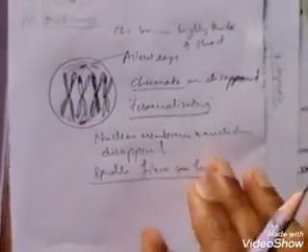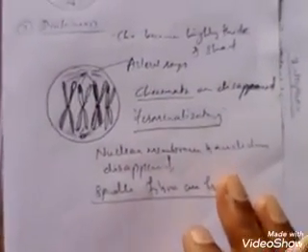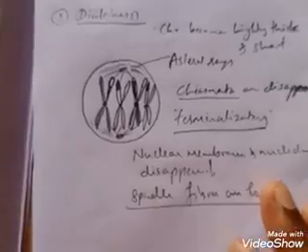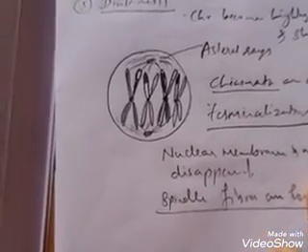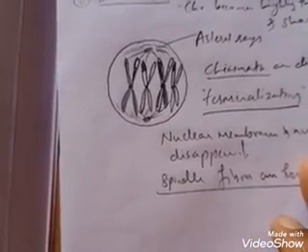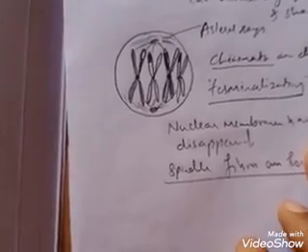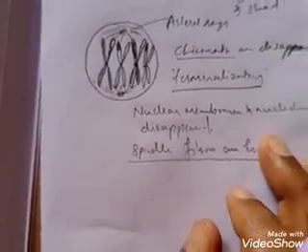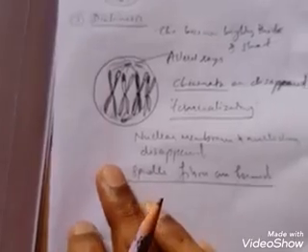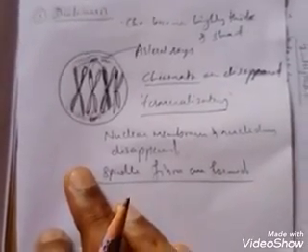So this is diakinesis, and then it enters the next phase. This is the prophase; prophase is now over. Next one is metaphase. In metaphase we will discuss in the next video.